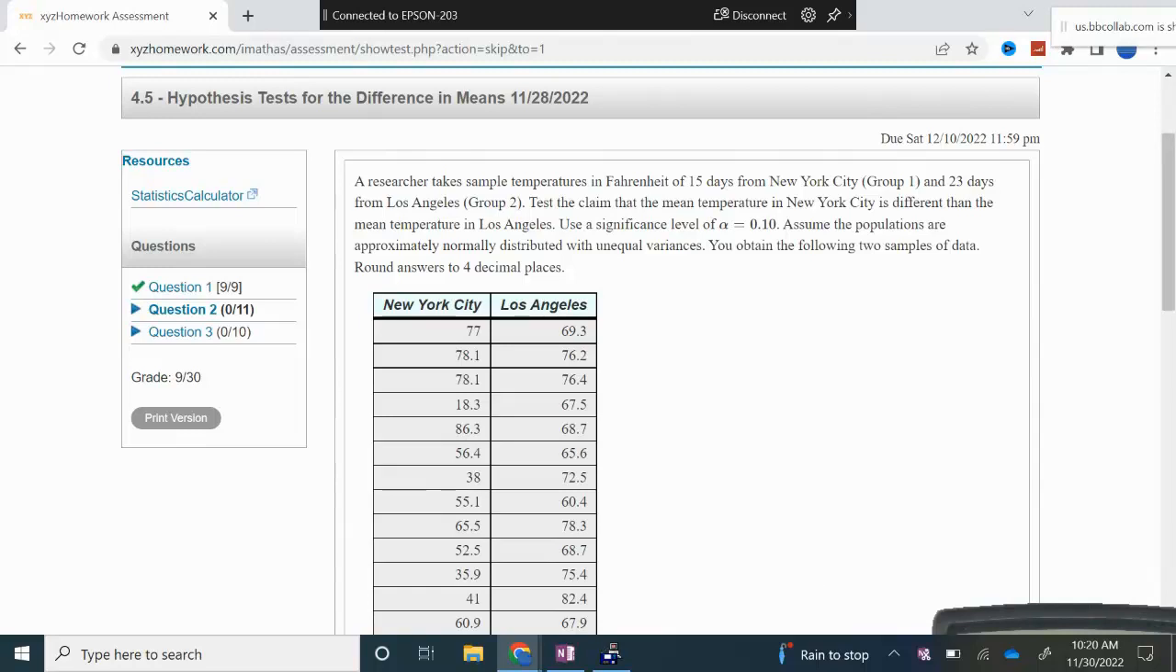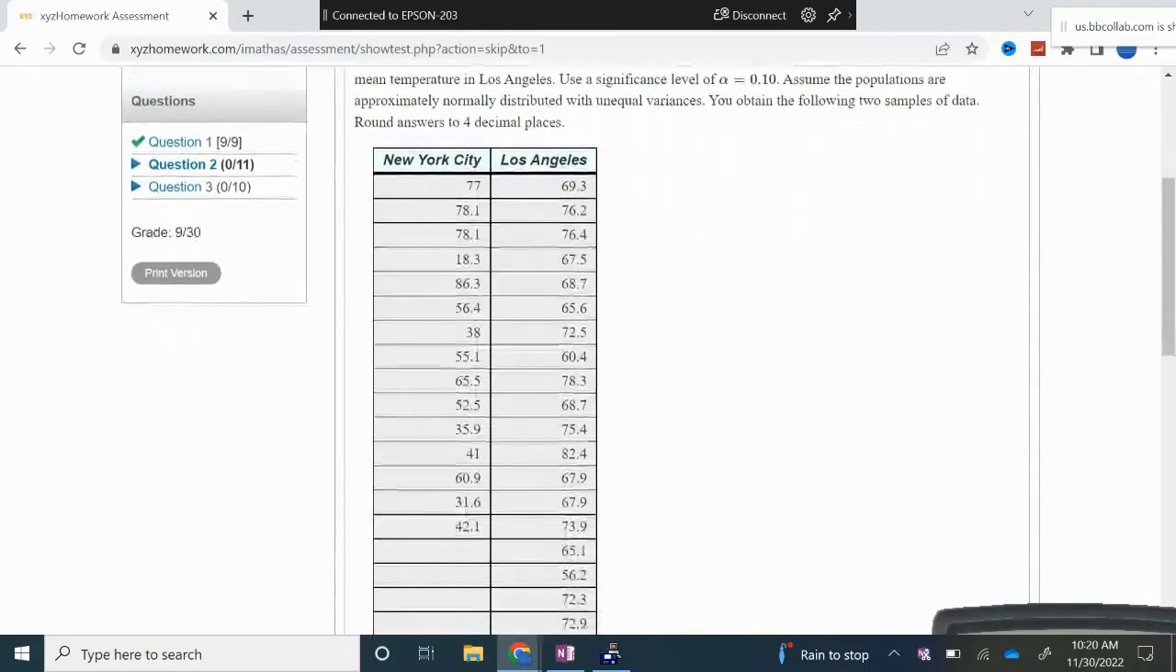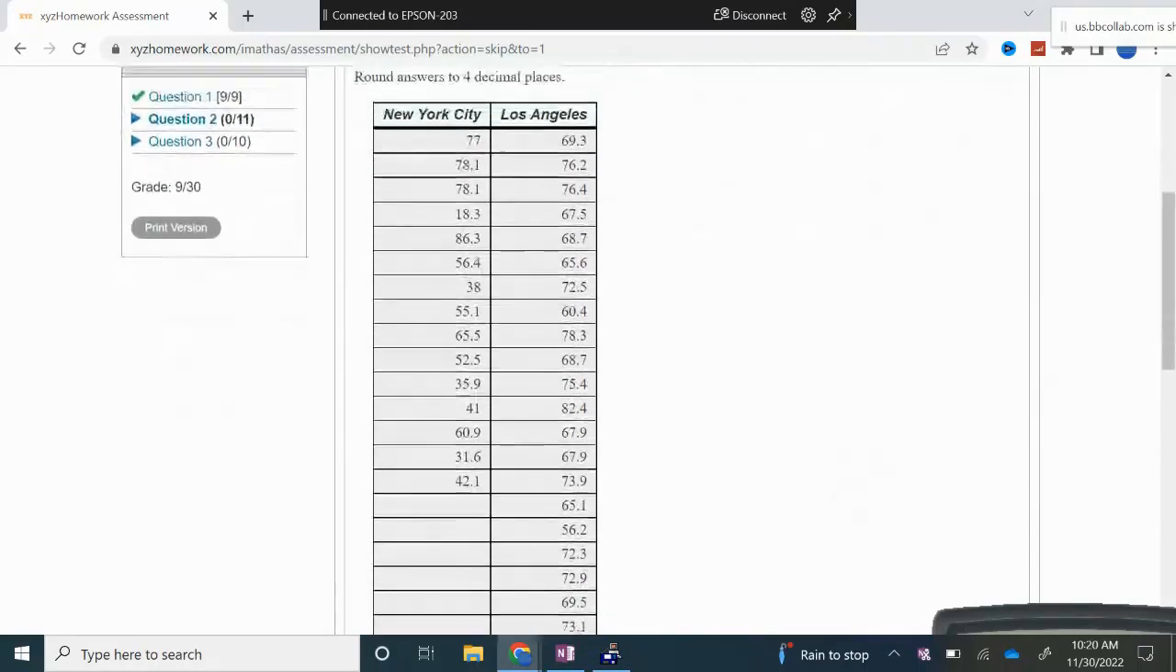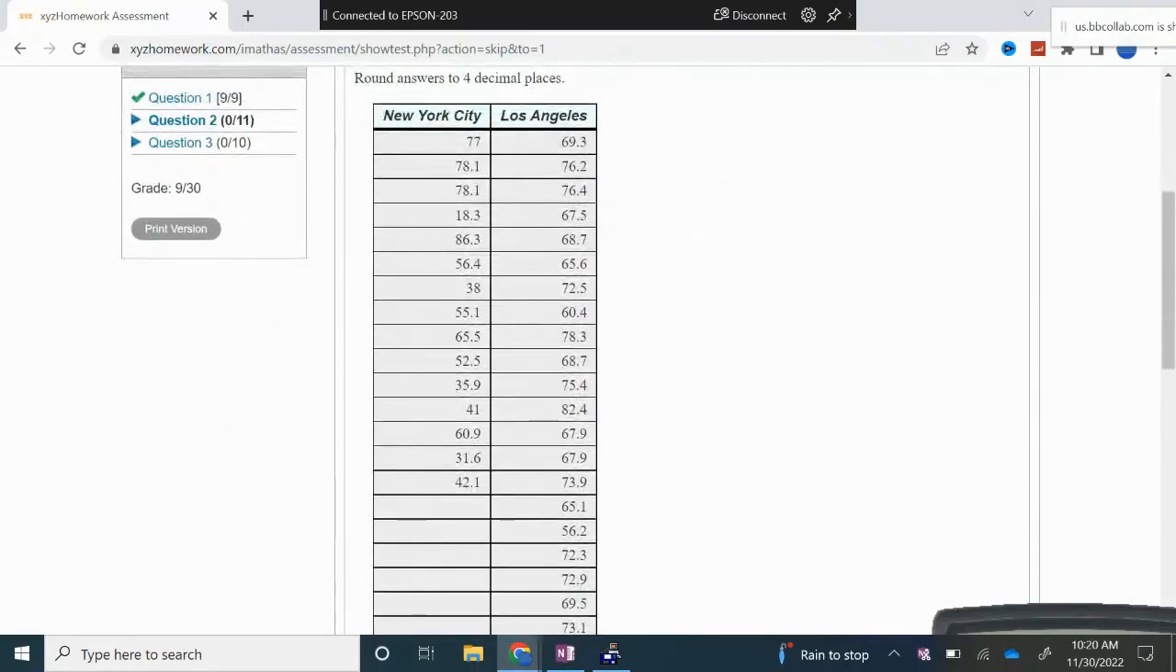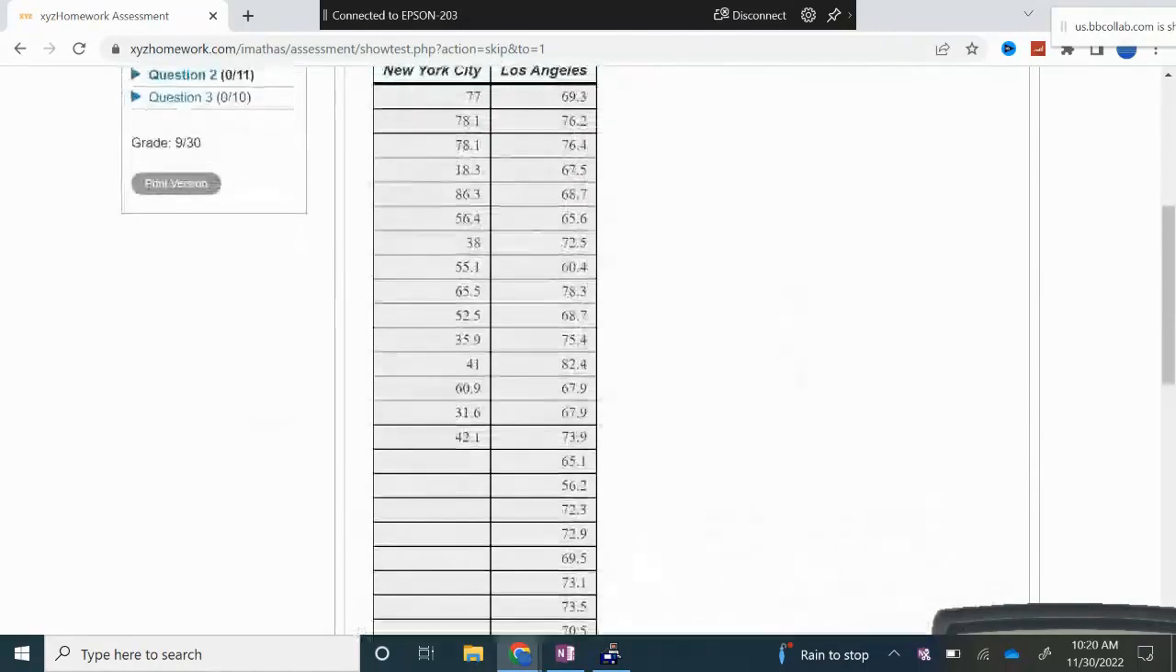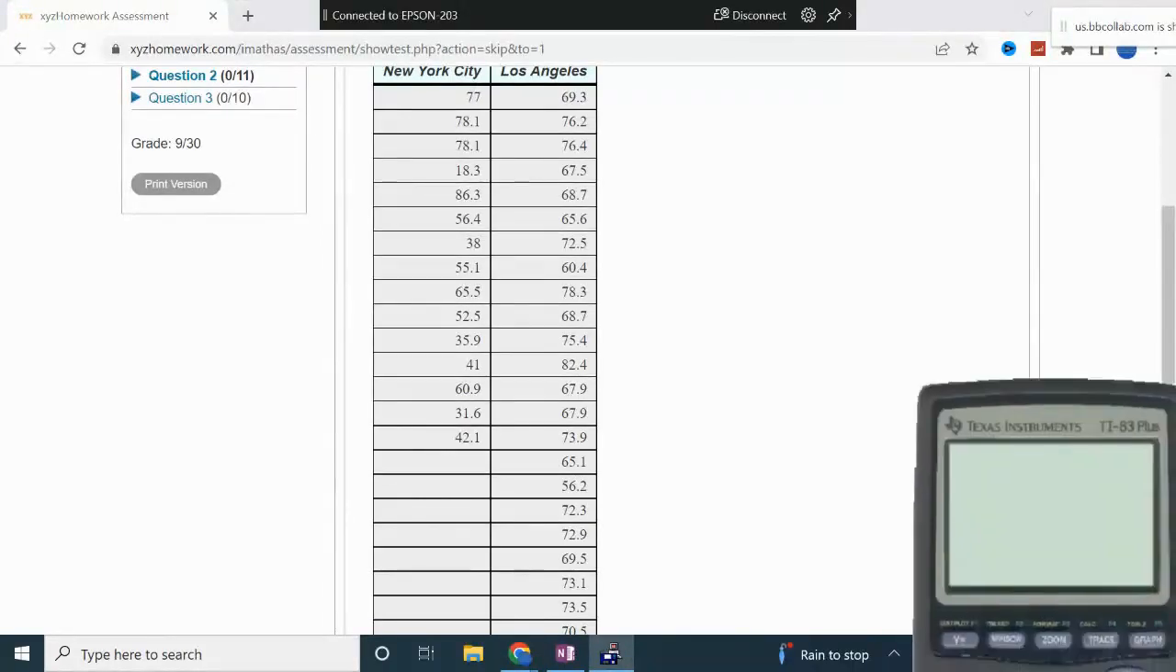Then it says assume that the populations are approximately normally distributed with unequal variances, and then they give you the two data sets below. So unlike the other problem where they gave us the mean, the standard deviation, and the sample size for both groups, here they're only giving us the data.